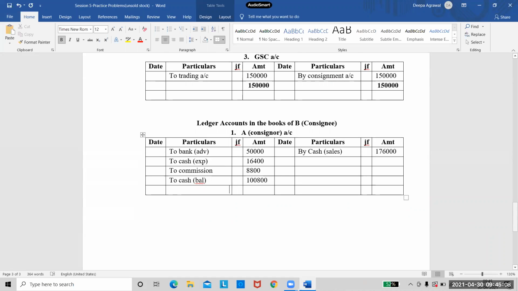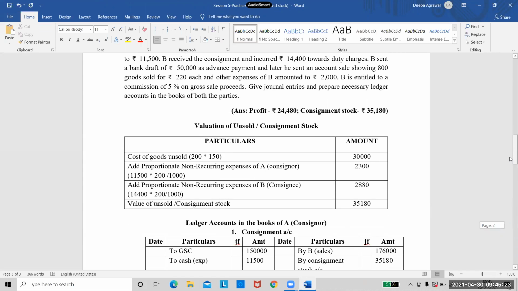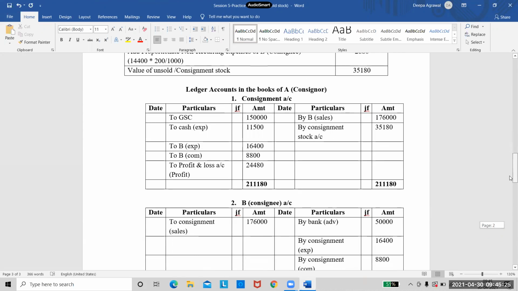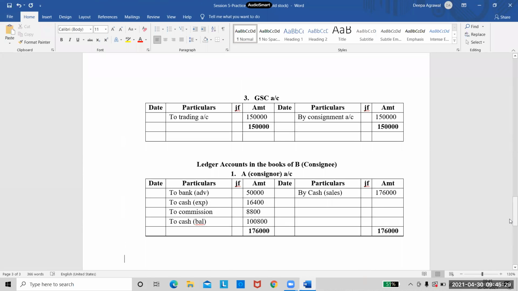And put the totals on both the sides. 1,76,000. Here also 1,76,000. That's it. So our problem is complete. We are only left over with the journal entries which you can write yourself. Remember, one journal entry for consignment stock is extra in the books of the consignor. That's it. Other than that, we do not have any other entries. So we are done with the problem.